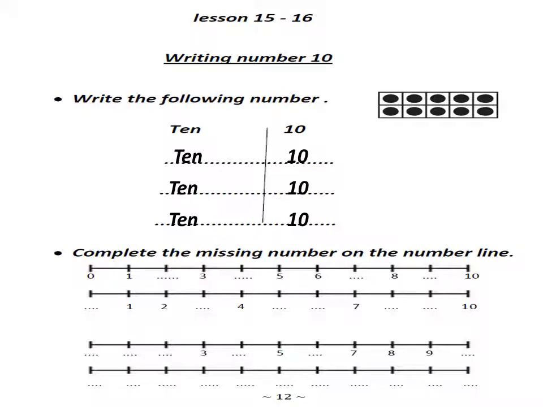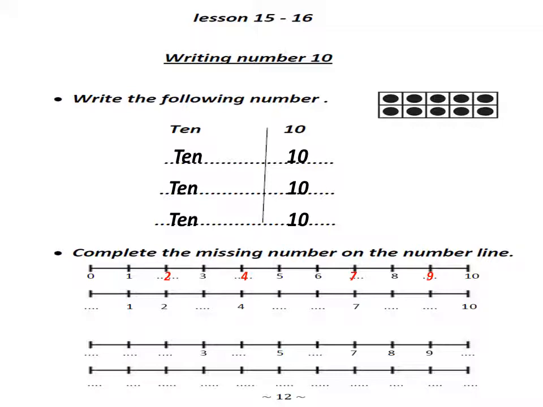Here he gave me number lines and I will complete the missing numbers. The first number line he gave me 0 and 1, and after 1, 2, after 2, 3, and after 3, 4, he gave me 5 and 6, after 6, 7, and after 7, he gave me 8, after 8, 9. And the last one will be 10.